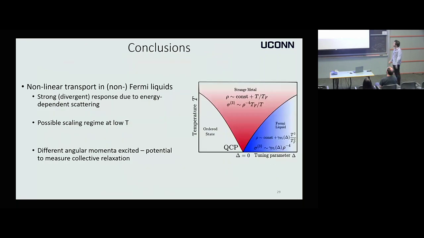So with that, I'd just like to conclude. What I've demonstrated to you today is that nonlinear transport in non-Fermi liquids can be interesting because there is a reason for it to be strong, because the scattering rate is strongly energy dependent. We conjecture a possible even scaling regime in nonlinear transport close to a quantum critical point. And a work in progress that I think is also interesting for probing strange metals and non-Fermi liquids is that with nonlinear transport, you can excite and measure the relaxation in different angular momentum channels on the Fermi surface.